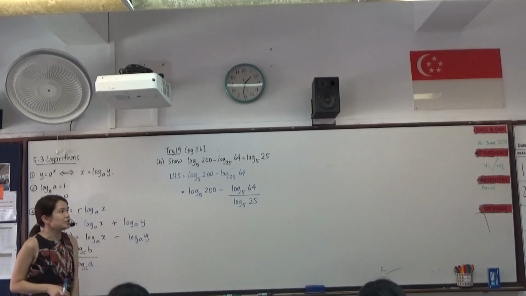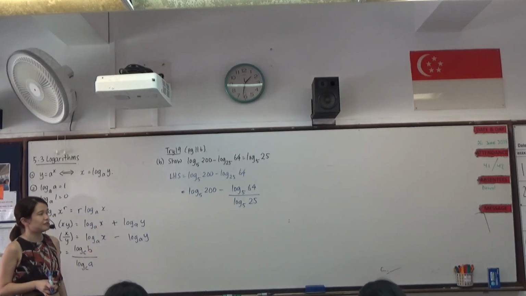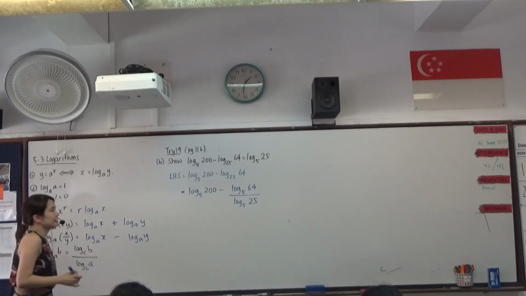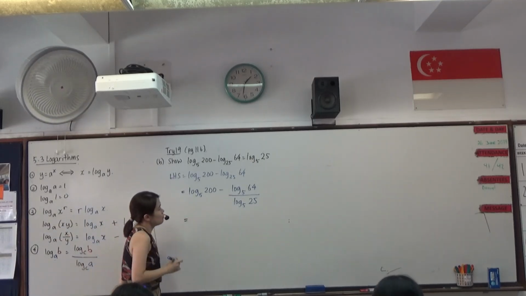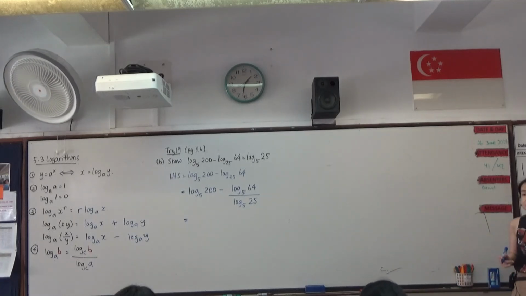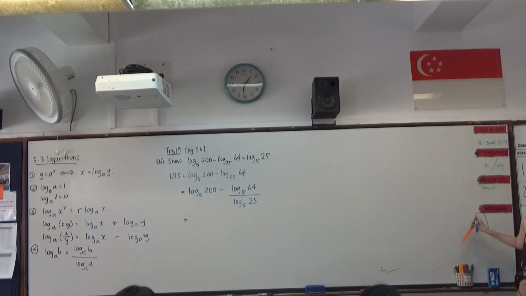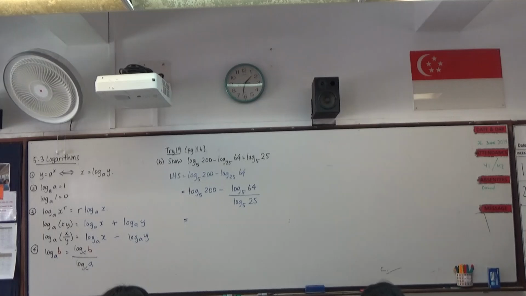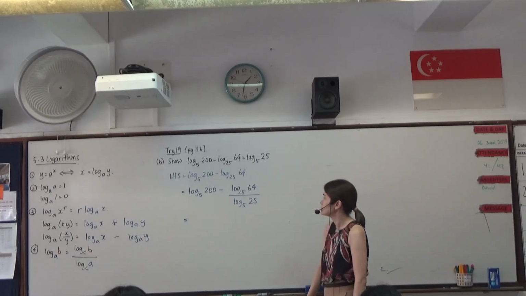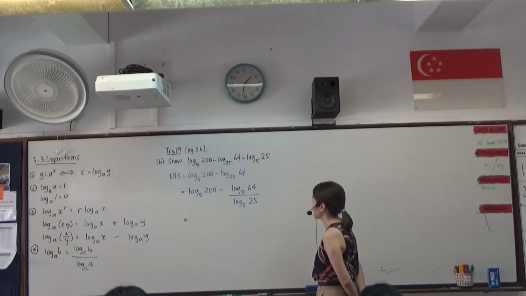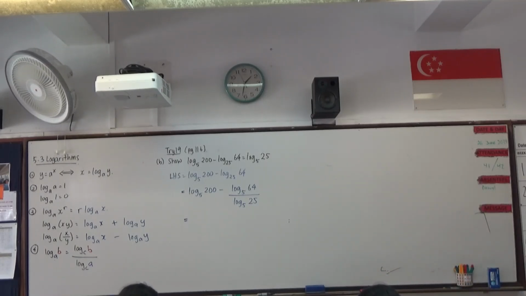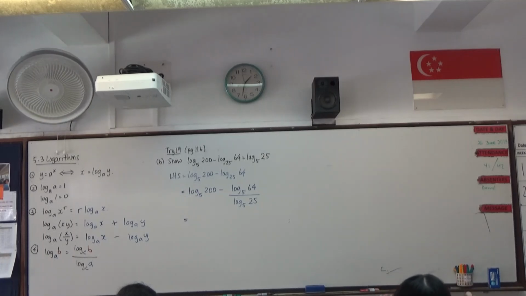Okay. So by changing base, we get log 64 base 5 divided by log 25 base 5. Okay. Then what next? What will you do next? Cancel. Let's select someone. What do you think? What will you do next? Definitely we have to apply some laws.